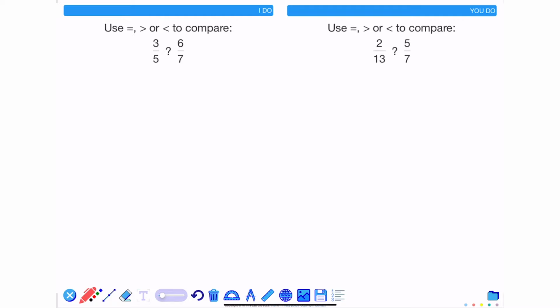In order to be able to compare two fractions, I need to have common denominators first of all, which means I need to convert both 3/5 and 6/7 into equivalent fractions where their denominators are the same. In a previous video that I'll link here, we looked at how we can find an equivalent fraction: whatever I do to the top, I have to do to the bottom. A common denominator of 5 and 7 would be 35.